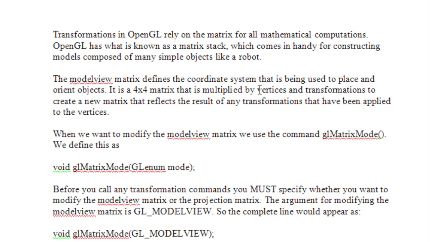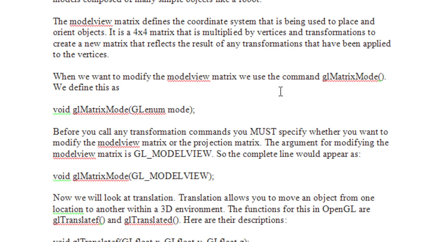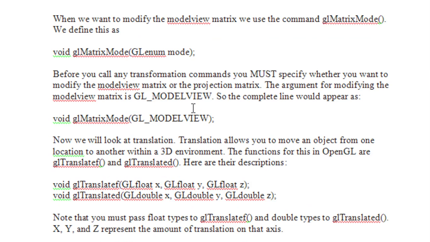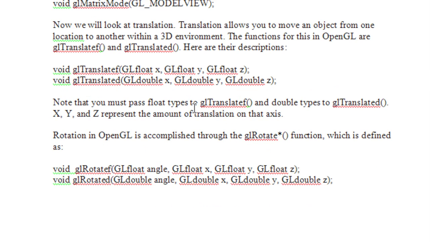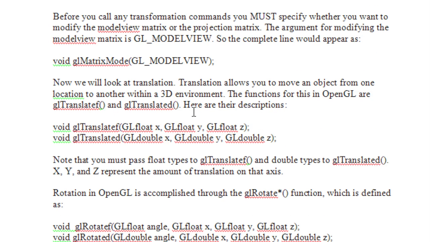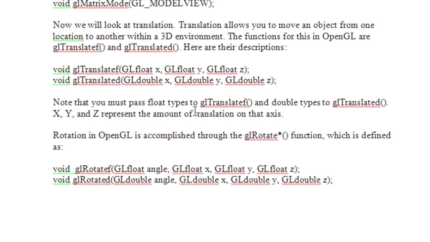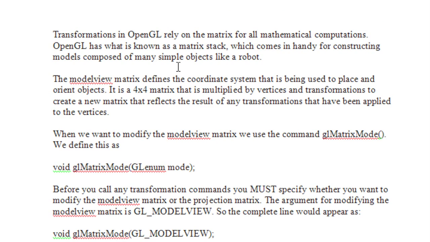So we can take a 4x4 matrix and multiply it by the vertices and transformations to create a new matrix that reflects the results of the transformation, and apply it to the vertices, and essentially we can create animation with that, as we've shown before. So you want to modify the model view matrix. We use glMatrixMode. It's defined, and here are the methods for it. So this support file is giving you the methods that do the translation for you in terms of the matrix calculation.